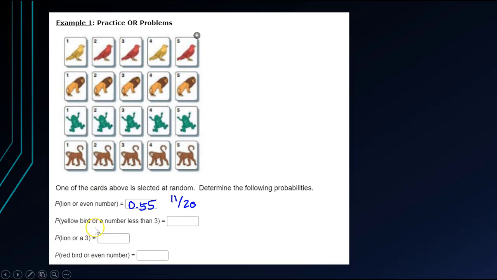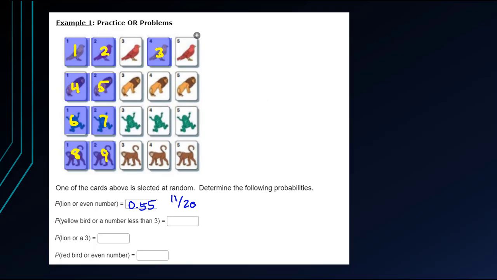The probability of getting a yellow bird or a number less than 3. So again, there's the case where I have my two yellow birds. Numbers less than 3 are all these. Now again, I'm making sure not to count the yellow bird here twice. And so counting these up, I have 9 out of the 20, and that's going to give me 0.45.